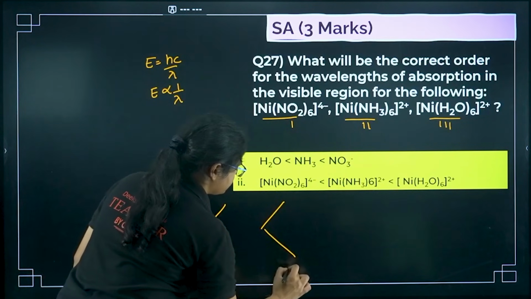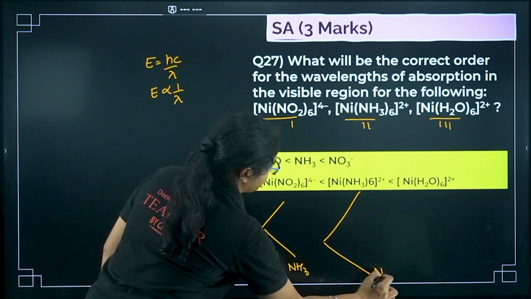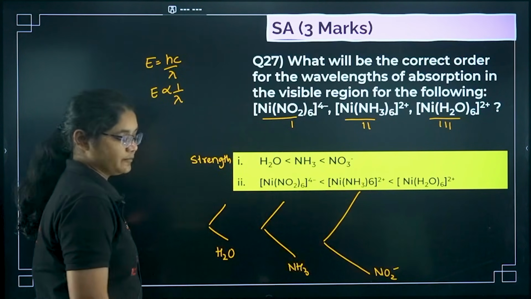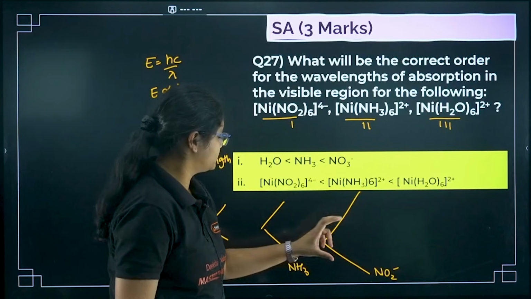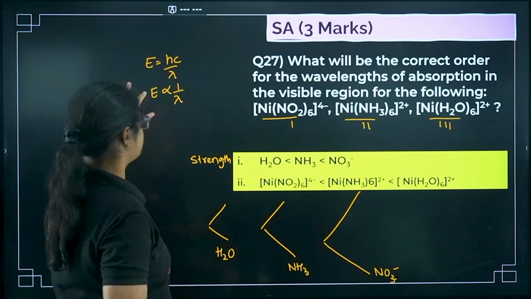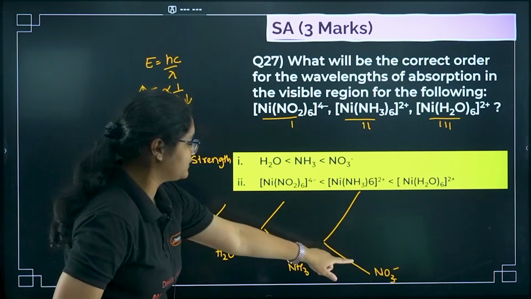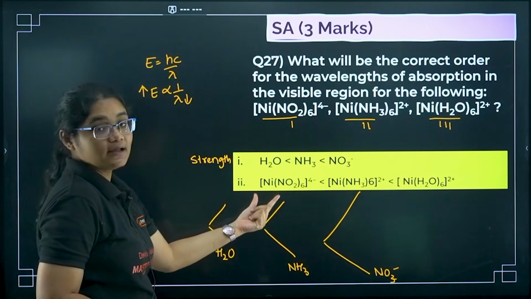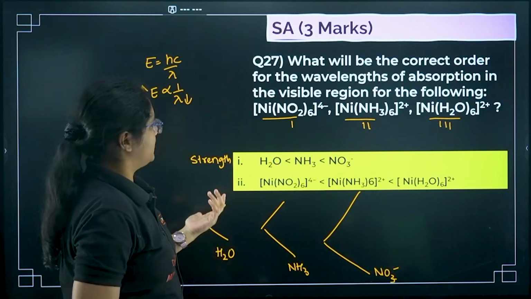In case of NH3, the splitting will be more than that, and in case of NO3 minus the splitting will be much more than that, right? So here the splitting is very high, energy is very high, which means lambda will be the least. That is why this one will come first, since we have to arrange in increasing order.